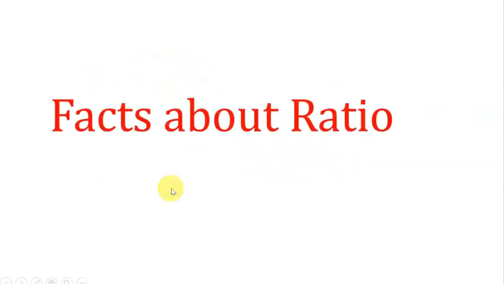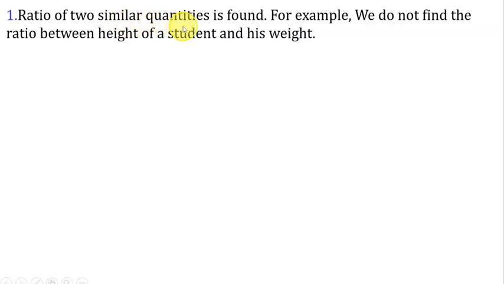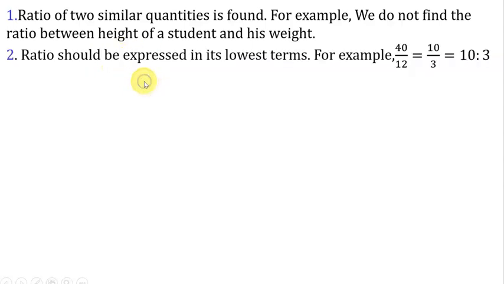Next, facts about a ratio. First, the ratio of two similar quantities is found. For example, we do not find the ratio between the height of a student and his weight. Second, a ratio should be expressed in its lowest terms. For example, 40 upon 12. We divide 40 by 4 and 12 by 4, and we get 10 upon 3, which is in the lowest terms.